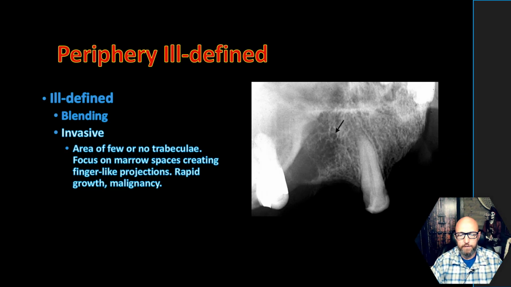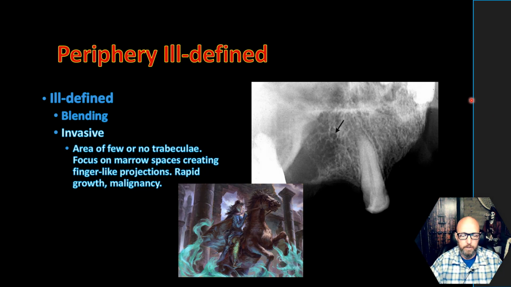This one I really like for invasive. Why? Because of the way it's invading the marrow spaces, kind of widening the marrow spaces, almost like finger-like projections or this mist of darkness invading into the bone. Even the appearance of this just looks very malignant to me, very dangerous. So I think of this as, if you're familiar with Wheel of Time for fantasy fans out there, like the mists of darkness with these fingers that are reaching out. Just very ominous appearance. And that is a strong indicator.